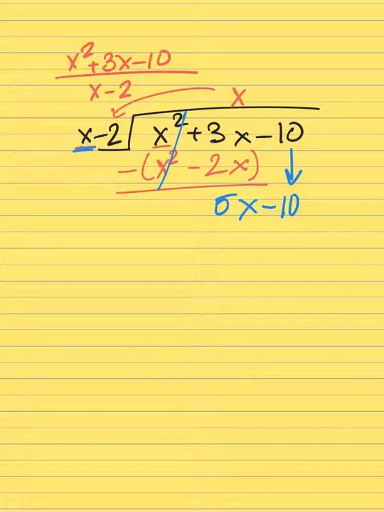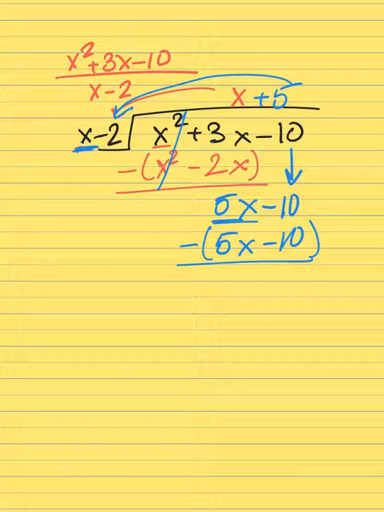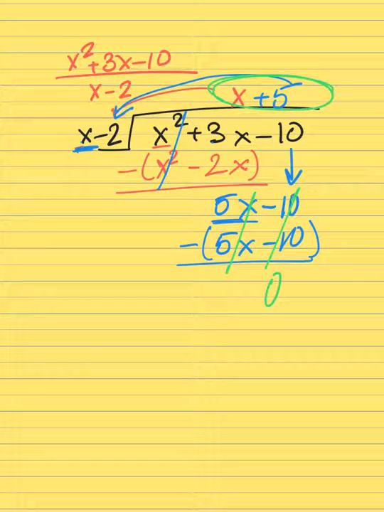Now I'm going to look at the x and the 5x. What am I going to multiply x by to get 5x? Well, I'm just going to multiply it by 5. And then I'm going to take this 5 and multiply it to everything there. So 5 times x is 5x. I know I'm doing it right because those are the same. 5 times negative 2 is negative 10. I'm going to subtract. 5x minus 5x cancels out. Negative 10 minus negative 10 becomes positive, so negative 10 plus 10 cancels out. I have no remainder, so my answer is x plus 5. All right, let's do another.